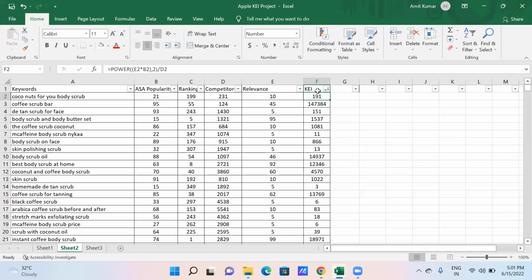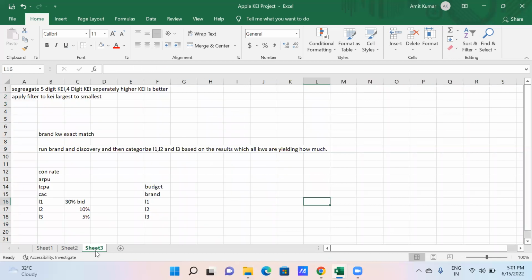So you can put a filter of KEI and sort them here. You can separate the highest six-digit keywords in one group, and five and four in separate groups. So there are categories: six figure, five figure, four figure, three figure. You will have these different types of keywords with similar KEI, which will give you a better understanding.